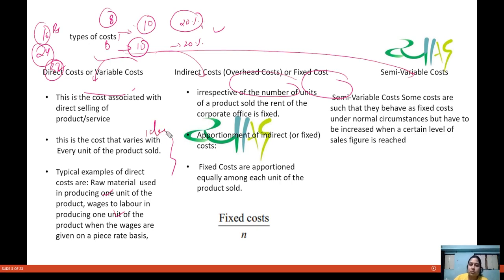Whatever item you are going to produce, the labor you are going to use, so for per piece you will have to pay that labor something. Okay, so wages to labor producing one unit of the product, when the wages are given on a piece rate basis. Okay, so all these things are direct or variable cost. Okay, fine.